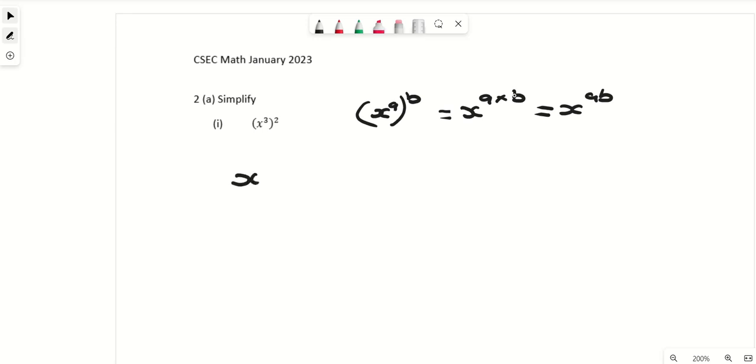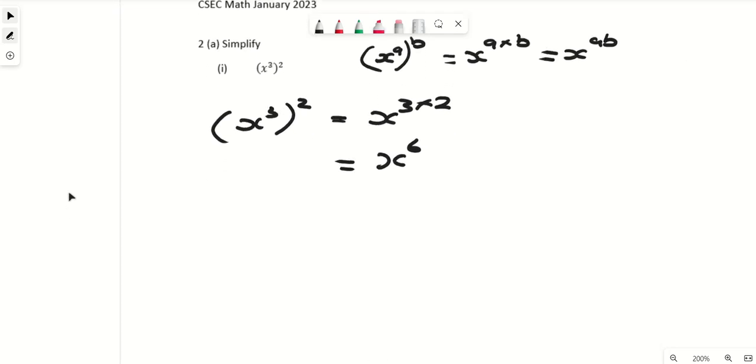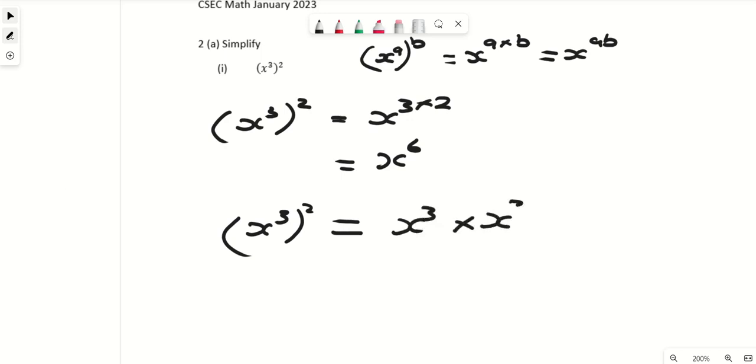It's x to the power of 3 raised to the power of 2, which would be x to the power of 3 multiplied by 2, which is equal to x to the power of 6. And that is it. If you don't know your laws of indices, you can do it step by step, where x to the power of 3 raised to the power of 2 is the same thing as x to the power of 3 multiplied by x to the power of 3.